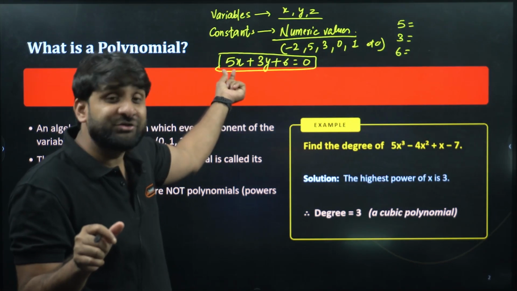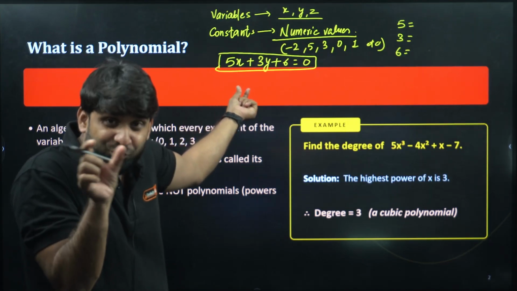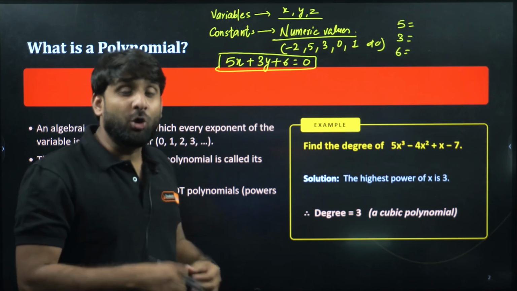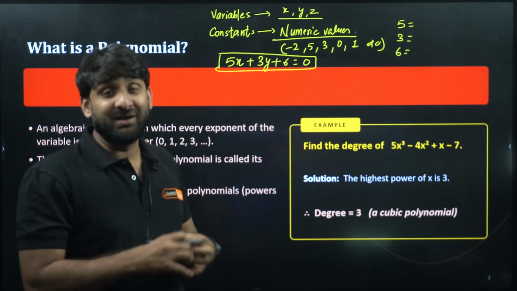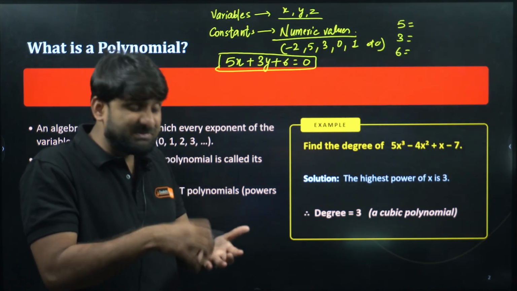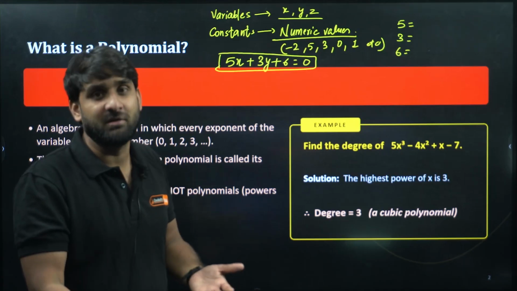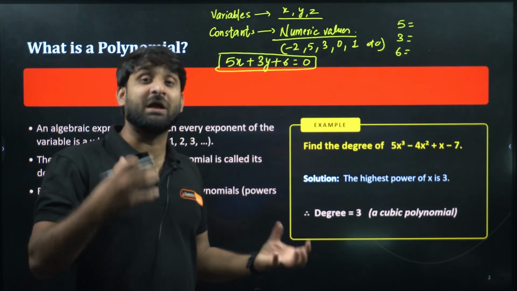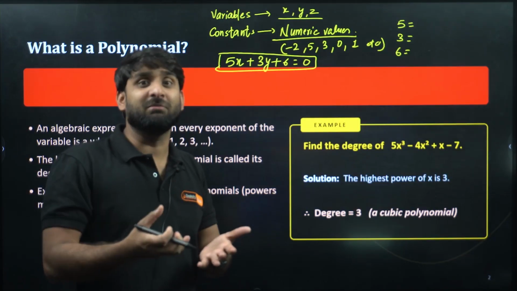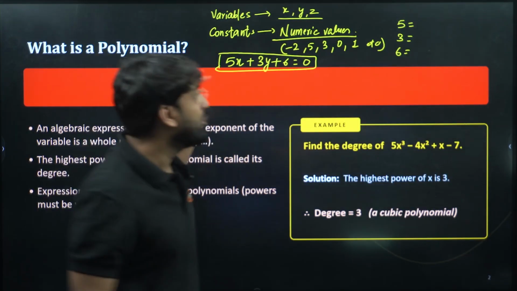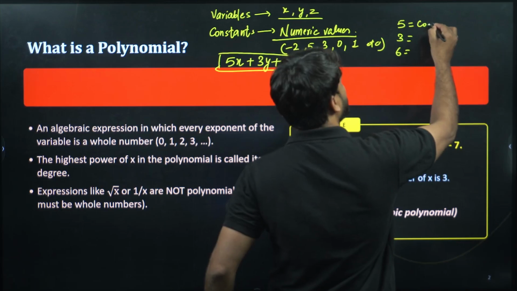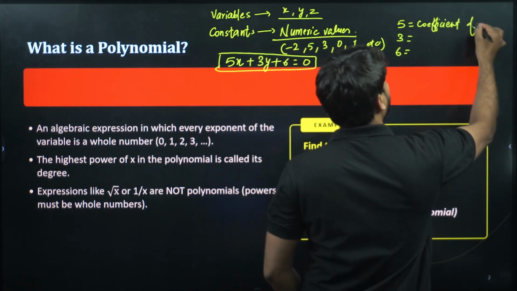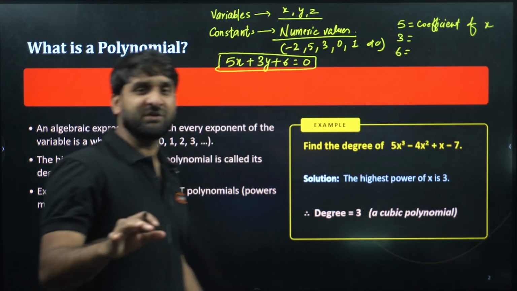When a constant number is attached with a variable, it gets a special name, which is called coefficient. I know 5 is constant, but now 5 has a special character because it is connected with a variable. So it is called the coefficient of x. I hope this is clear to you all.